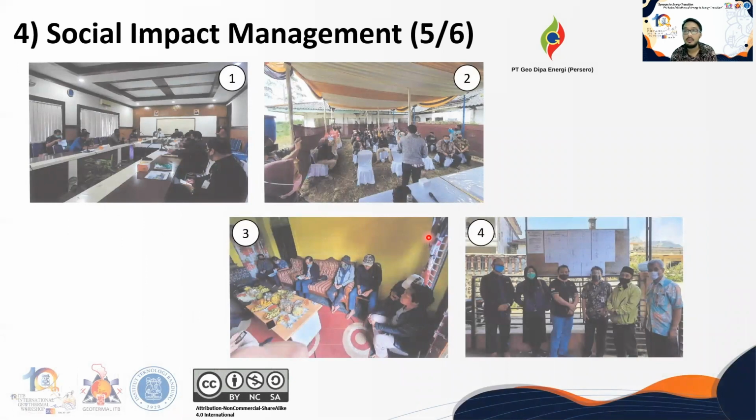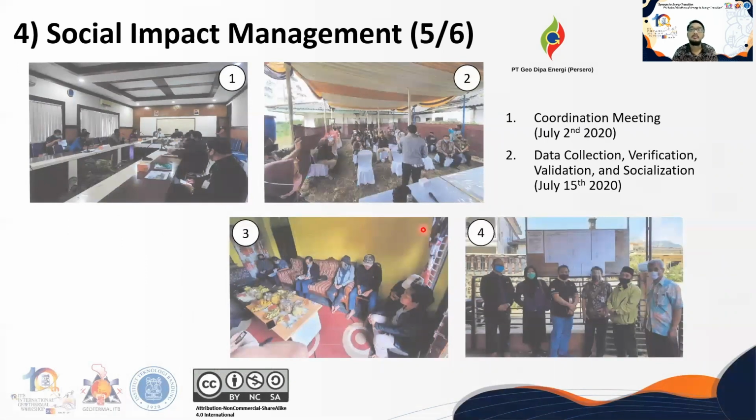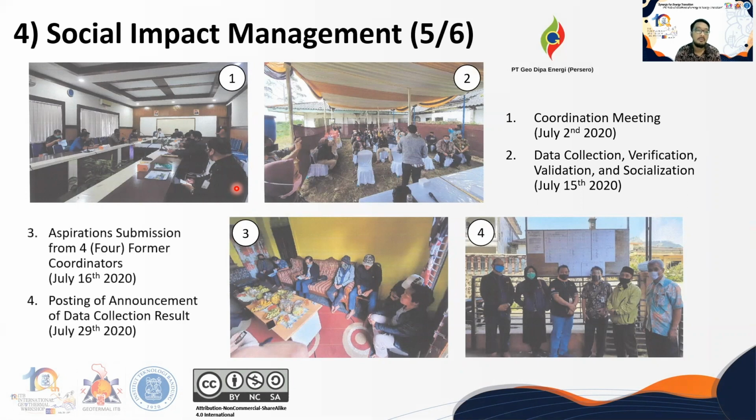So here are some photographs from the social impact management activity. The first picture is the coordination meeting on July 2nd. Picture number 2 is the data collection, verification, validation, and socialization on July 15th. On the next day, there was some discussion or aspiration submission from 4 former coordinators. Picture number 4 is the posting of the announcement of the data collection result, started on July 29th, 2020.